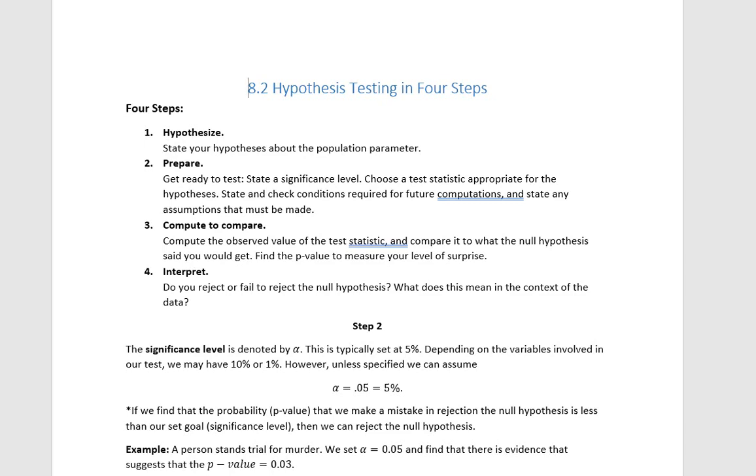After that, you're going to prepare. So that's when you get ready to test. So you're going to state your significance level first, then choose the test statistic appropriate for your hypothesis. In our case, that's going to be the z-test statistic, since that's the only one we have so far. Then you're going to state and check the conditions required for future computations and state any assumptions that are being made. So this step, when we are checking the requirements, that's checking the central limit theorem. Okay, so that means that you have at least 10 successes and 10 failures, that your sample size is large enough, and that your population is large enough, and that it was random.